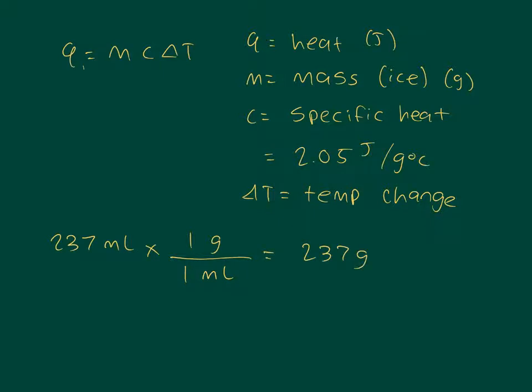Not too bad, right? To calculate the temperature change, this is also not too difficult. You take the final temperature and subtract the initial temperature. In our case, we have 0 degrees Celsius minus negative 20 degrees Celsius to give us 20 degrees Celsius for our temperature change. Let's now plug what we know into our equation and get the heat for the first part of the graph.